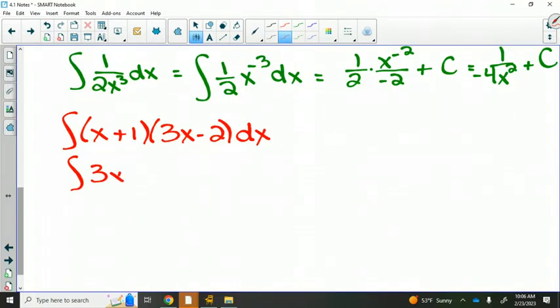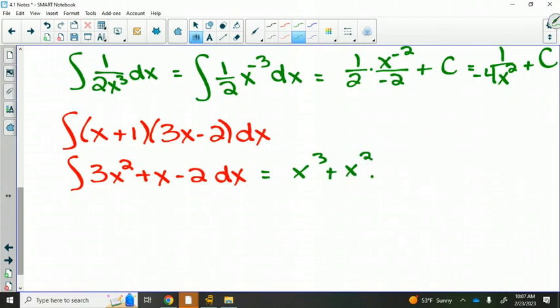So that'll give us 3x squared minus 2x plus 3x minus 2. And then when we FOIL, the product is gone, and now we just have sum or difference, and we can integrate all of those pieces. And when we integrate, we'll get x cubed plus x squared over 2 minus 2x plus c.